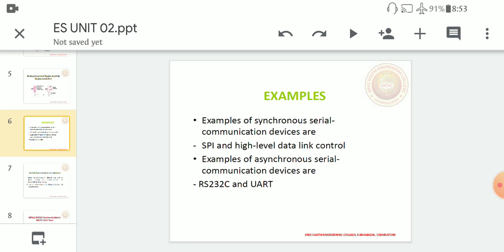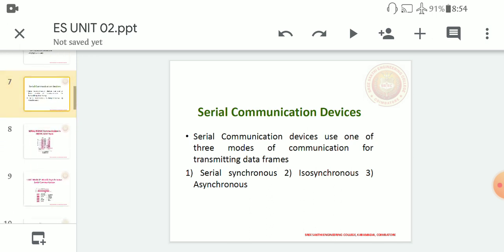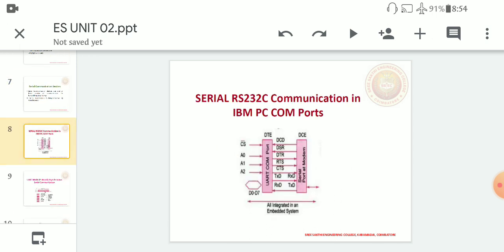RS-232 is a cable which we use in day-to-day life, for example for monitors in systems, LCD projectors and other electronic devices where we need a display from the processing unit. Serial communication has three modes of transmitting: serial, isosynchronous and asynchronous. This is the other one used for the asynchronous mode of communication, that is the RS-232 cable.